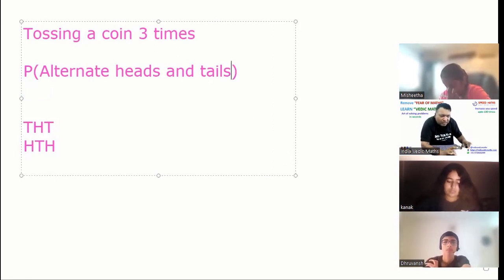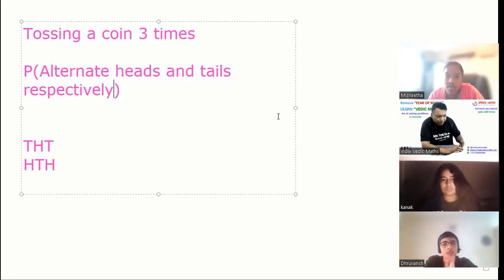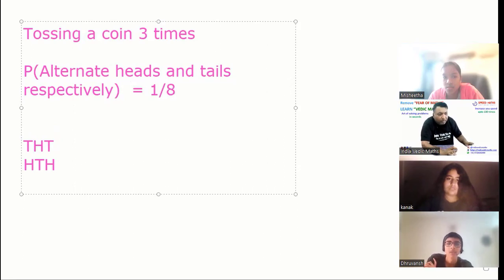Guys, if I change the question and say alternate heads and tails respectively, will the answer change or remain the same, Mishita? Remain. Okay. What do you think, Mishita, Dhruvansh, Kanak? Vedant says it will remain the same. Sir, I think it will change. What will change to, Dhruvansh, and why? It will change to 1/8. Because it's saying alternately head and tail respectively, so head should be first and then tails. That is the point. It can't be tails and heads. Respectively, head should be first, tail second, so this outcome will be gone.